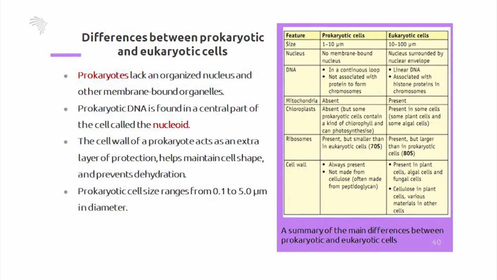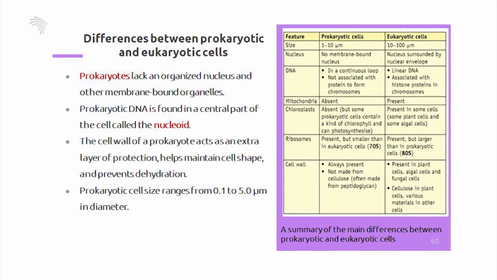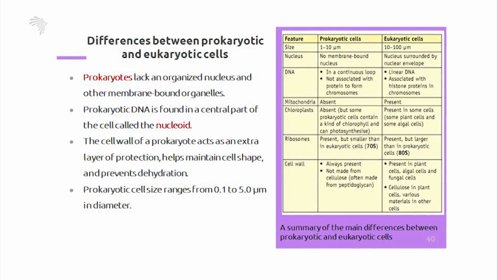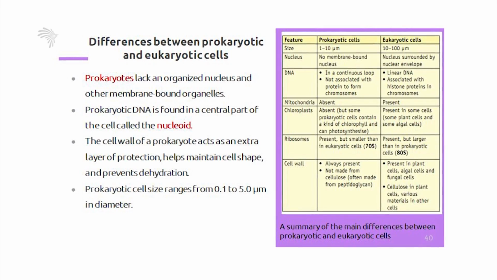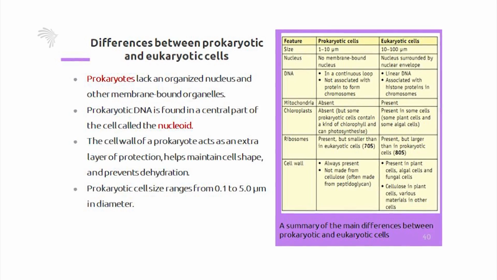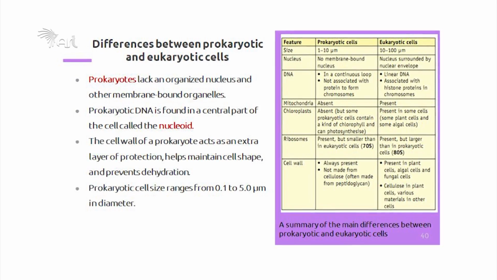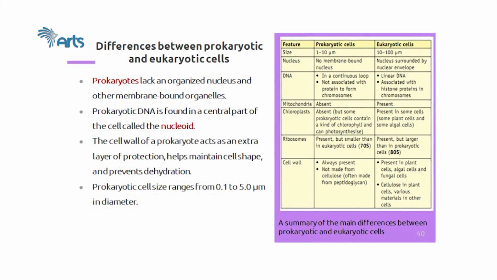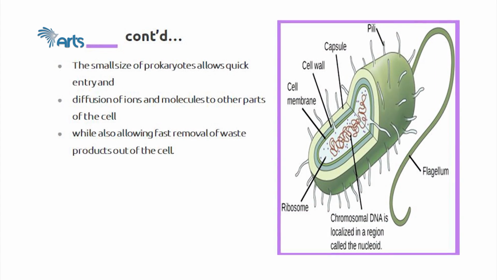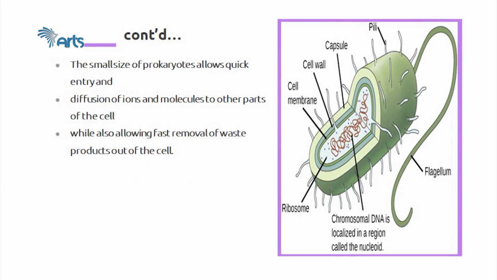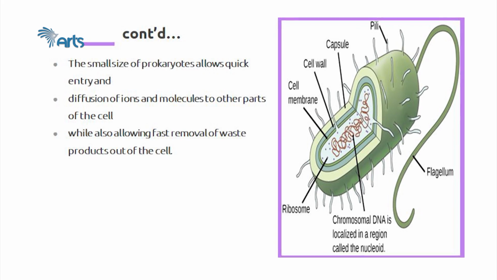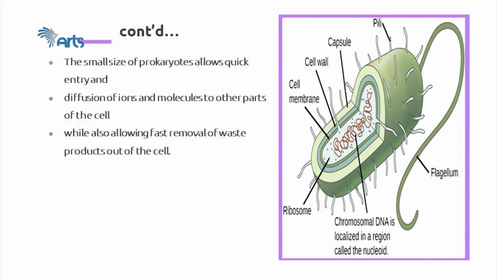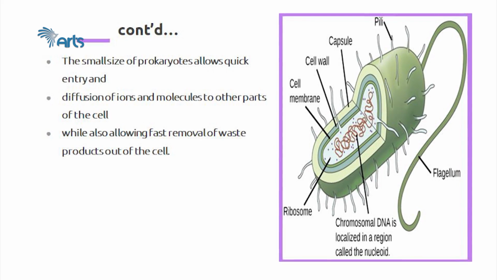The major differences between the prokaryotic cell and the eukaryotic cell are displayed in this slide on this short table. Students, you can go through this table and easily understand the difference between prokaryotic and eukaryotic cells in terms of cell, nucleus, DNA, mitochondria, chloroplast, ribosomes, cell walls, and the like. The small size of prokaryotes allows quick entry and diffusion of ions and molecules to the other parts of the cell, while also allowing fast removal of waste products out of the cell. So being a small cell has very active cellular processes.